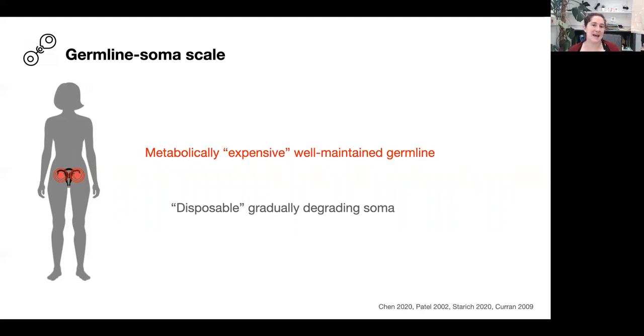So through studies that can actually ablate the germline, we can see that somatic tissue can repair more quickly in the absence of germline. And this suggests that there is indeed a flow of both costs and benefits between the two in the form of metabolic signals and cues.